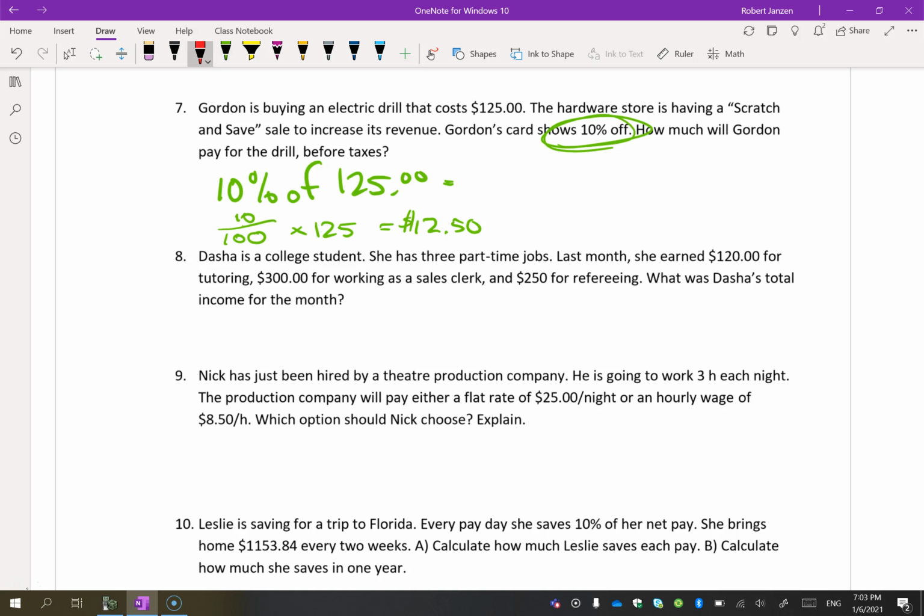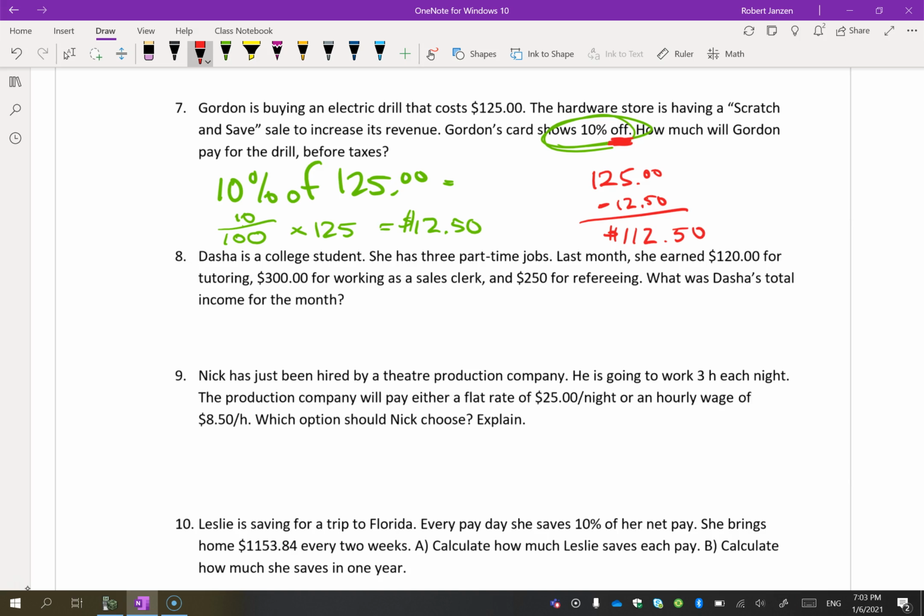And that $12.50 is coming off. So what I'm going to do is go 125, take away 12.50. And so the price before taxes would be $112.50. So that's how I would like you to do that question.